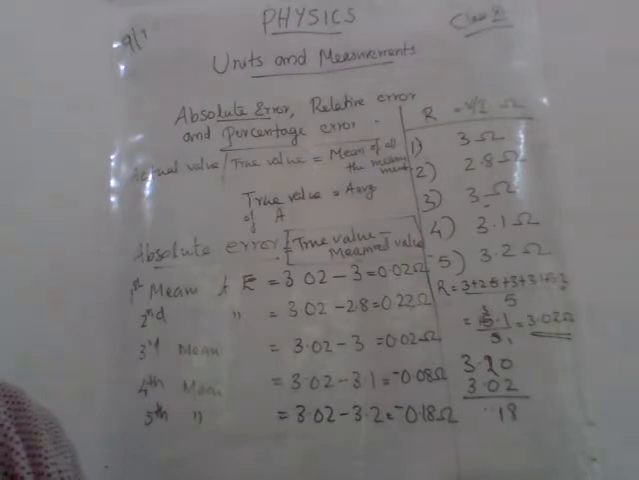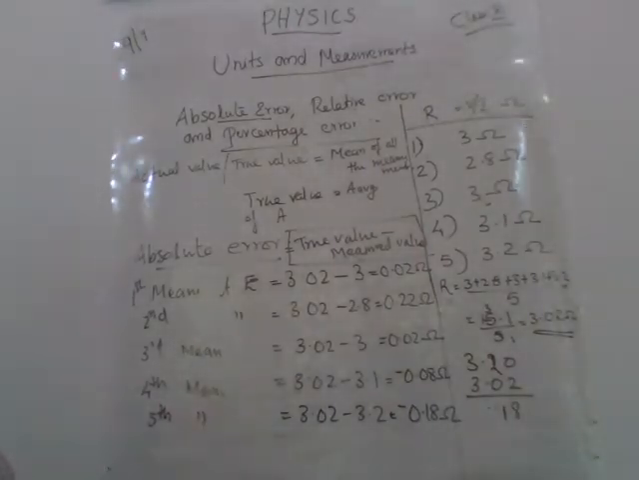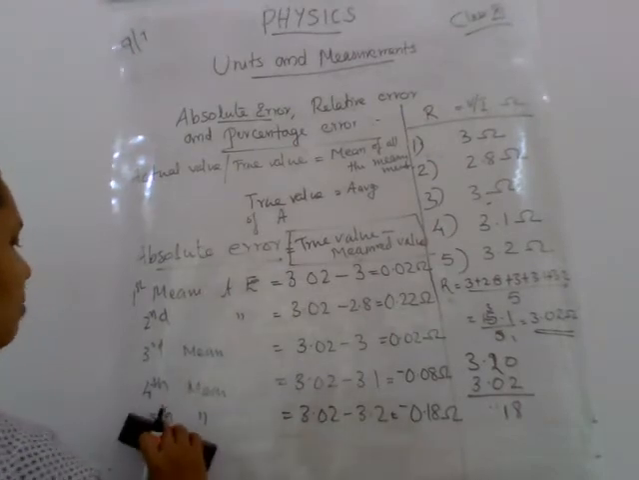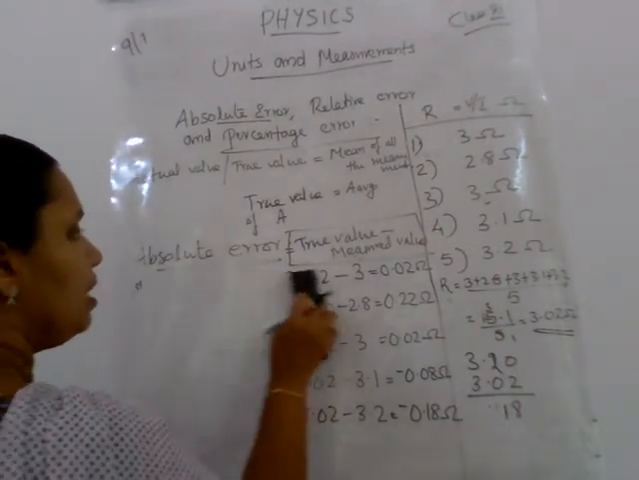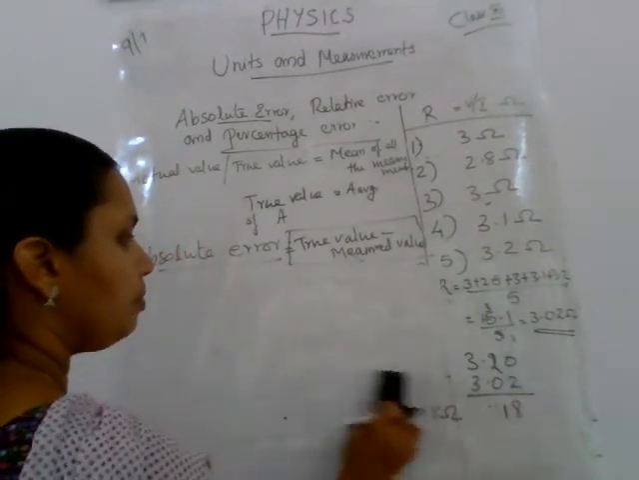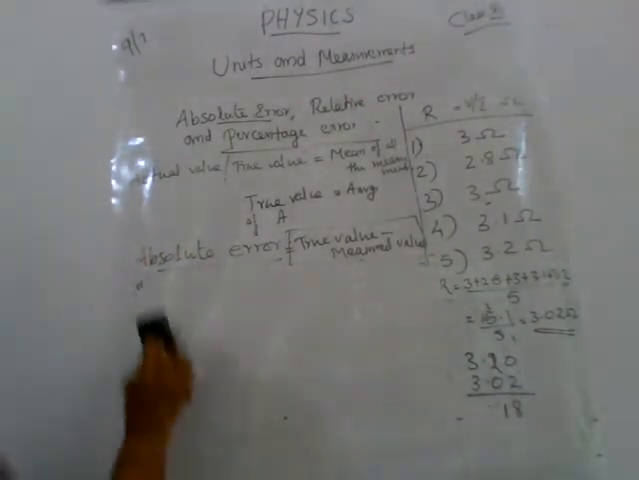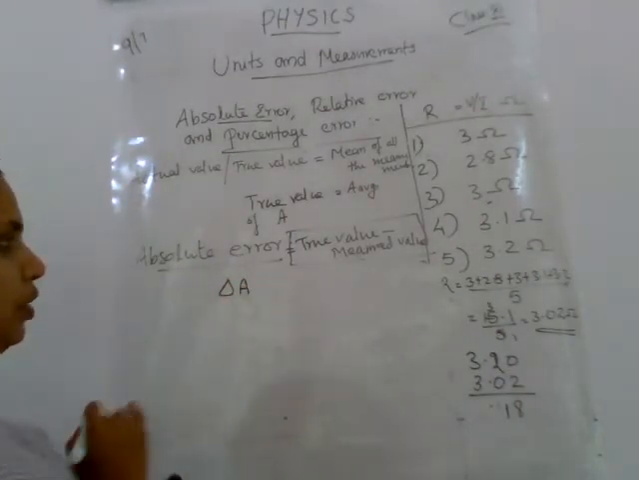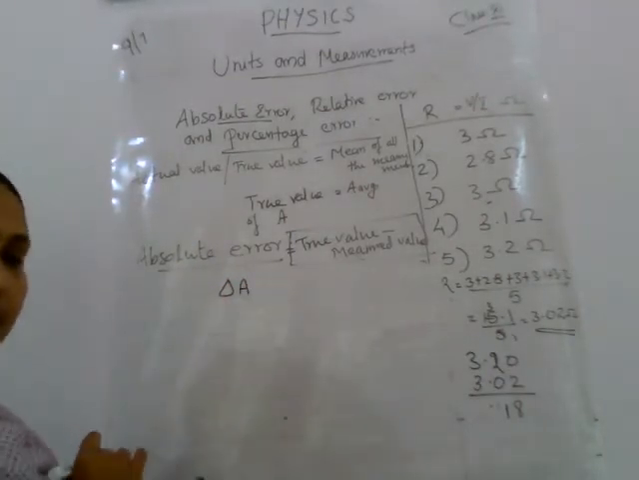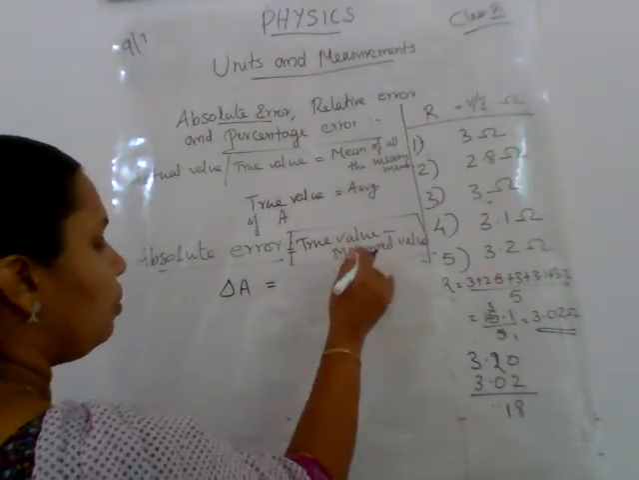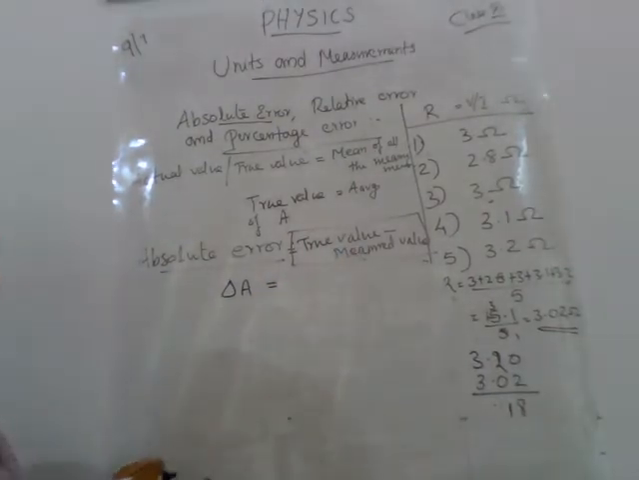We can find out what is the absolute error. So absolute error, we can represent it. It is the small quantity, isn't it? Absolute error is the small quantity. So we can represent it as delta A. I told you delta stands for the small quantity. So delta A is equal to true value minus measured value.